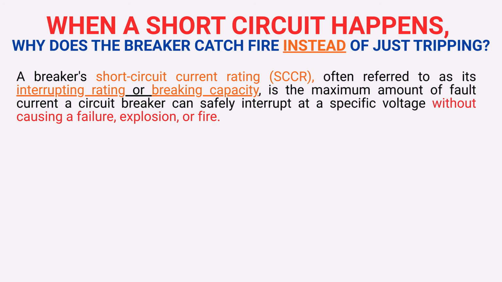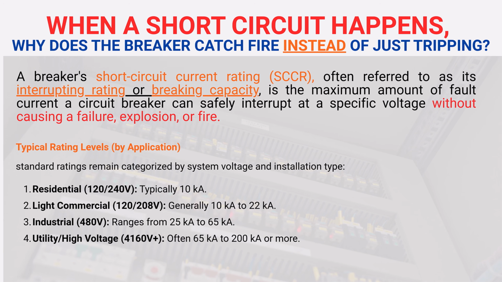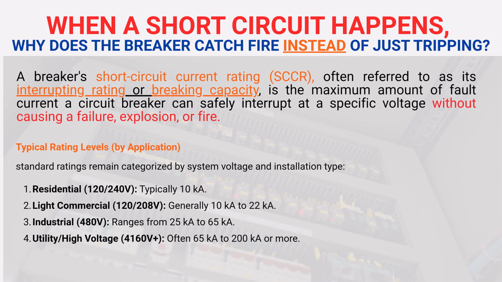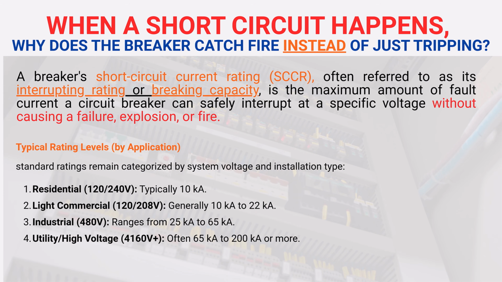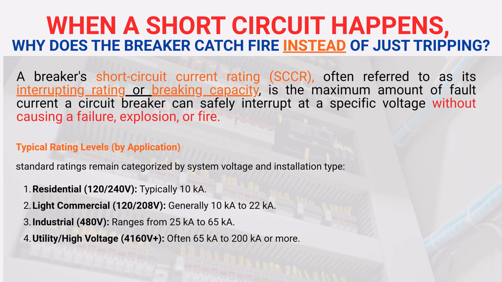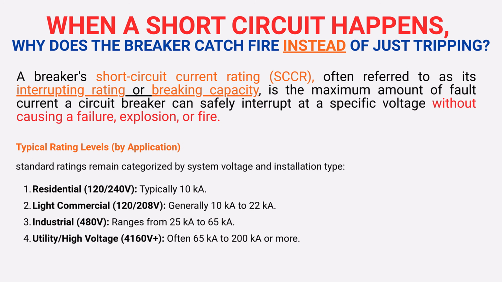So what do we call this limit? It's called the short circuit current rating, or simply, SCCR. Think of SCCR as the breaker's maximum strength. It tells us how much fault current the breaker can safely stop, without burning, breaking, or exploding. In simple words, you can say, different places need different strength levels.